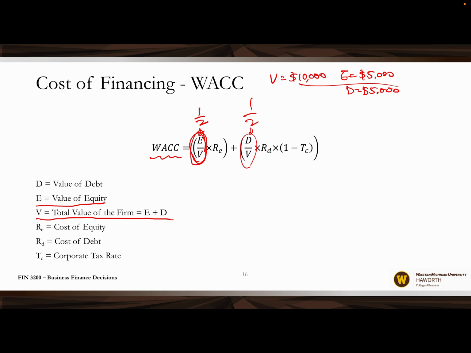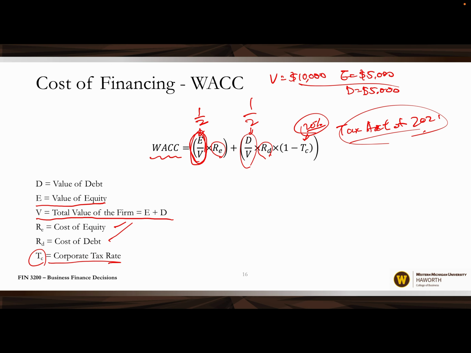Usually I'll give you the RE and the RD, cost of equity and cost of debt, and then I'll give you a tax rate. This is maybe like 20%. I think after Trump took office, there was a tax act of 2021, maybe, I'm not sure, where all corporations pay a flat tax of 20%, but for this course, I'll just give you the tax rate. So this part captures the interest tax shield component that we talked about.